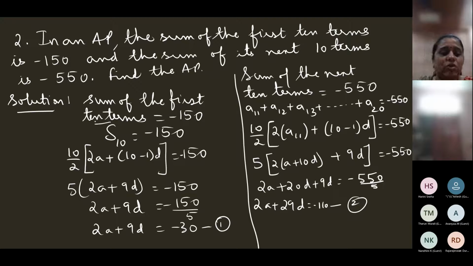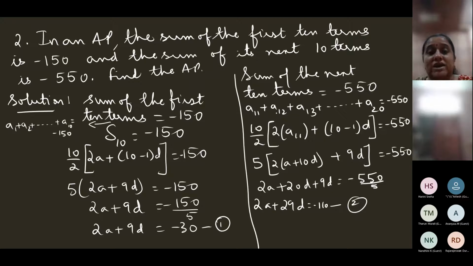See here it means what? Here it means A1 plus A2 like this till A10 is equal to minus 150. That's the meaning here. A1 plus A2 plus A3 and so on till A10 is equal to minus 150. That's what it is here.